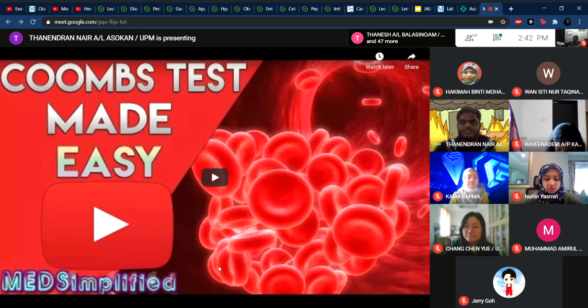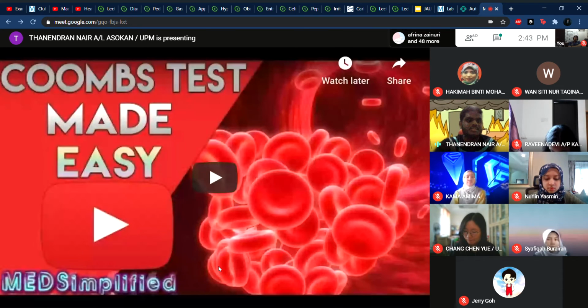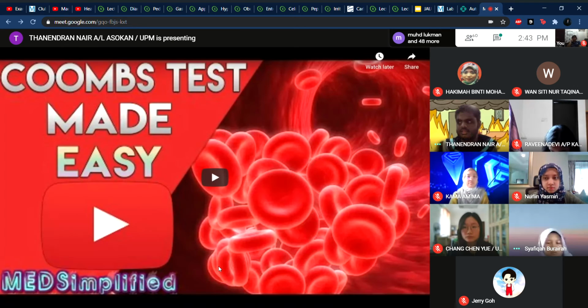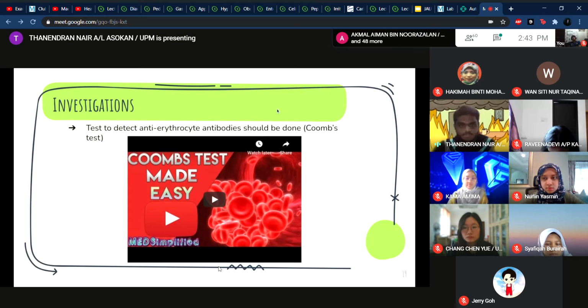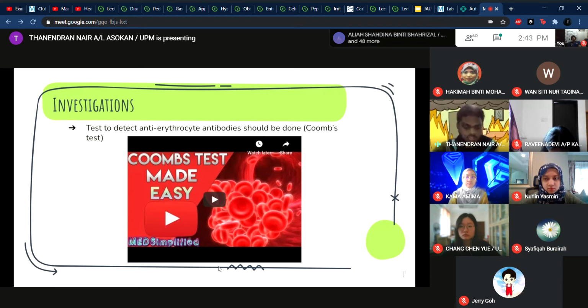Alright, so that was a very good explanation on the Coombs test. Just a minute. You all can hear me right? Yes. So when we suspect a case of autoimmune hemolytic anemia, to confirm your diagnosis, we need to perform this test called the Coombs test. I believe we did this in our pre-clinicals during lab. I can't remember which year.